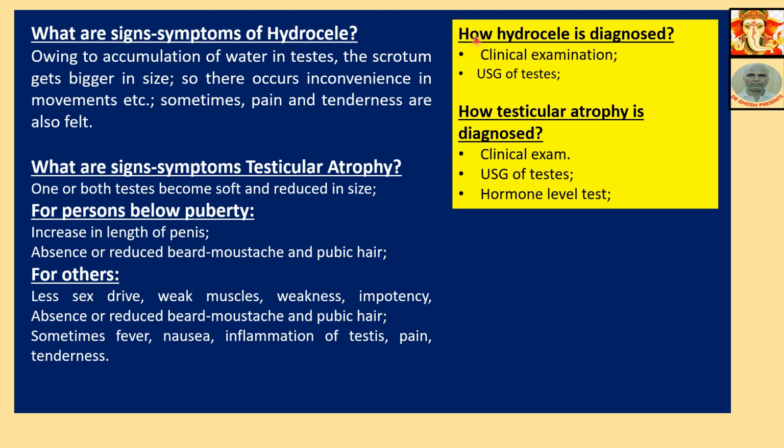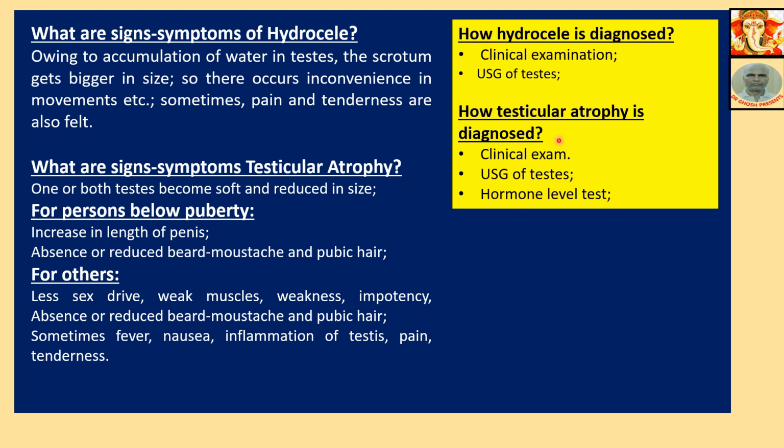Now, how is hydrocele diagnosed? Say a patient of hydrocele has approached you. You have tested in the first clinical examination, that is, physical examination by the doctor, and you cannot determine confidently that it is hydrocele. Actually, all doctors do this. You have to prescribe ultrasonography of the testis. That is the confirmatory test for hydrocele or testicular atrophy. Same thing. The diagnosis is clinical examination, ultrasonography, and here another test you can do, the hormone level test.